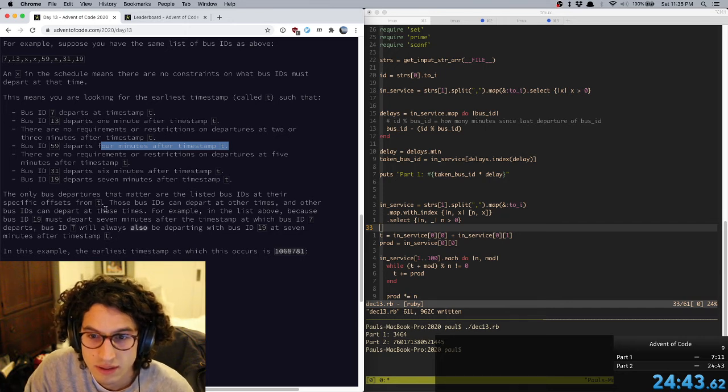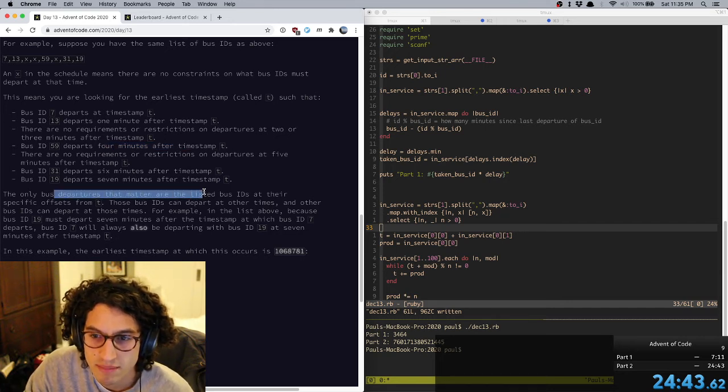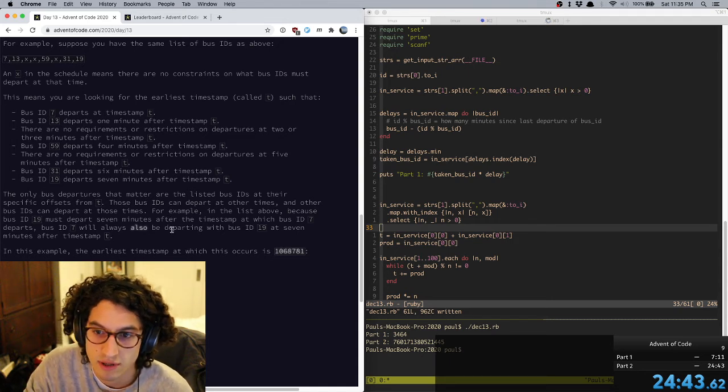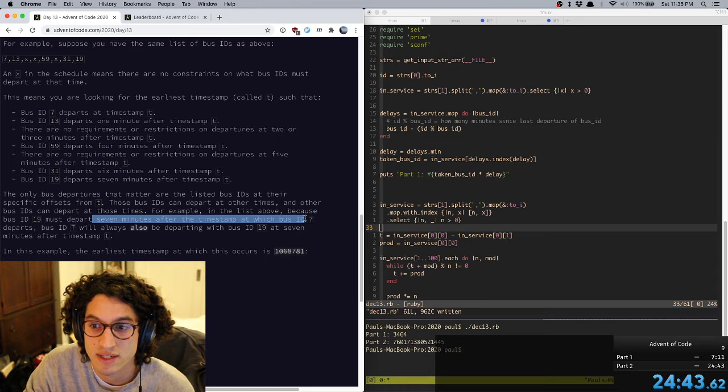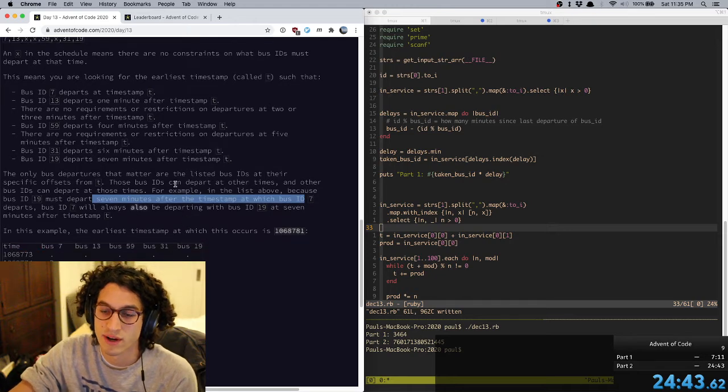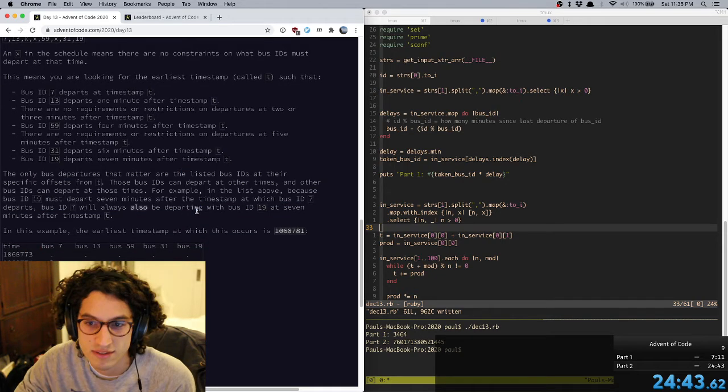Wait. The only bus departures that matter are the listed bus IDs. Those bus IDs can depart at other times, and other bus IDs can depart at those times. In the list above, because bus ID 19 must depart 7 minutes after the timestamp at which bus ID 7 departs, bus ID 7 will also be departing at the bus 19, and that's fine. Okay. Wow. Good thing I didn't read this, because this would have been super confusing.